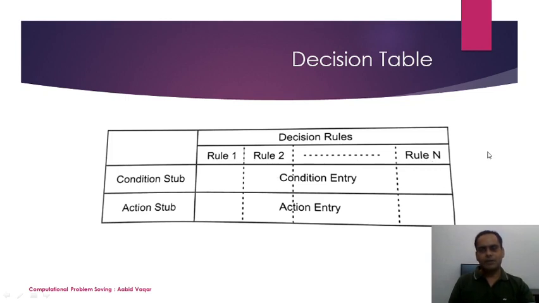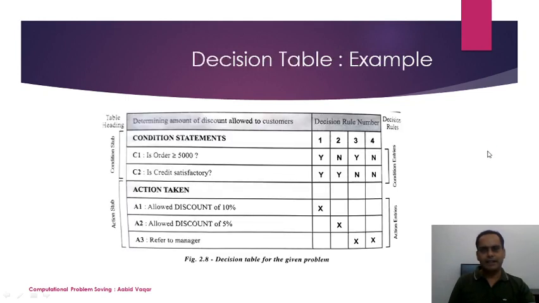We can have a broader look by taking an example. For example, this is the decision table in which these are the condition stub, this is the action stub, this is the condition entry, and this is the action entry. So basically a decision table is divided into four parts.